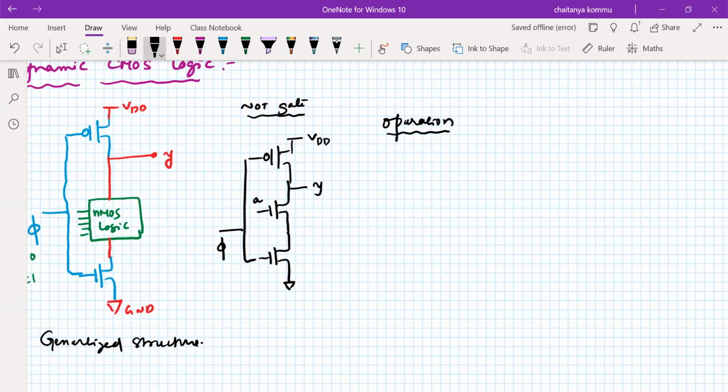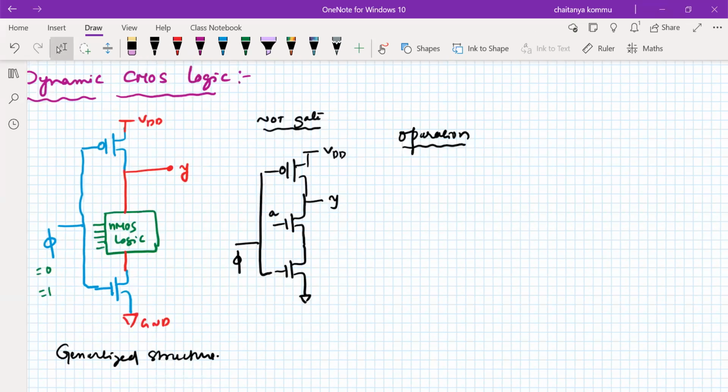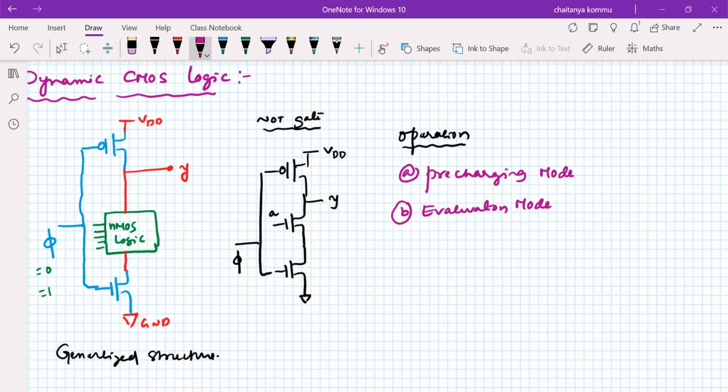See, here in a dynamic logic CMOS implementation, the top PMOS transistor has a different role, and the remaining part has another role. What we do is it follows the approach called pre-charging, and the second one is called evaluation mode. That means the circuit is operated in these two modes. It is either in the pre-charging mode or in the evaluation mode.